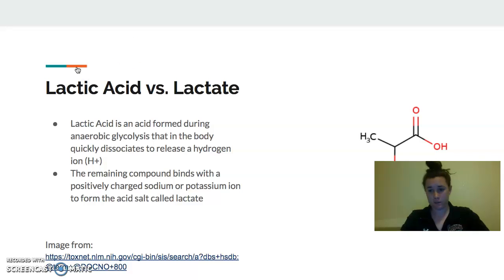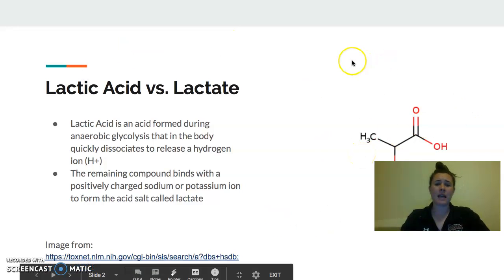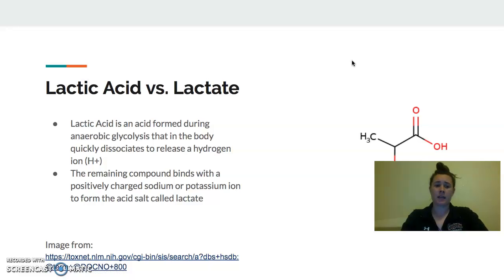Lactic acid, pictured, is an acid formed during anaerobic glycolysis that inside our body quickly dissociates and releases a hydrogen ion. Lactate, on the other hand, is the remaining compound that binds with a positively charged sodium or potassium ion, and then it forms that lactate. You might remember a little bit about this when we did Cap 1, going over glycolysis.